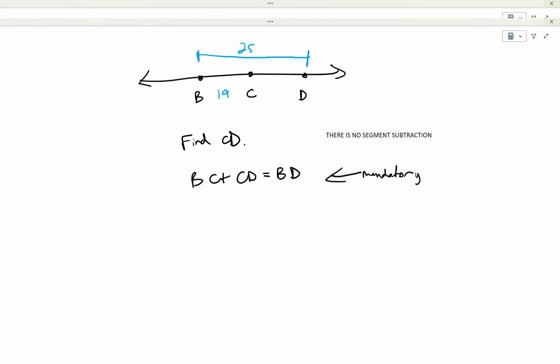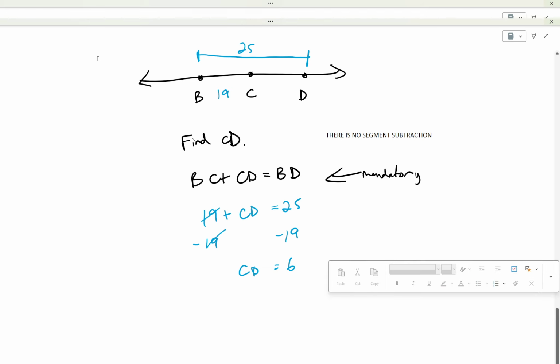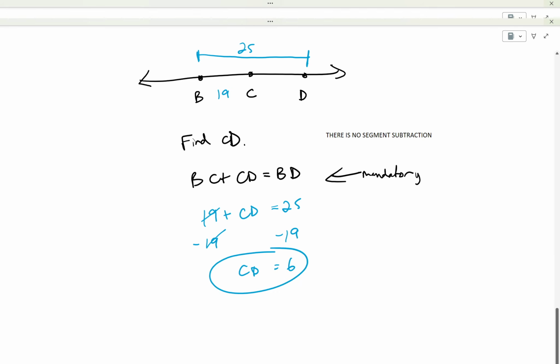BC, we'll substitute. You know what I'm going to do? I'm going to work in blue. There you go. Here we go. BC I was given. It was 19. I substitute. CD I don't have. BD I was given. It's 25. And then I go and subtract to get CD by itself. Right? 19 and 19 cancel out. I have CD by itself. And then 25 minus 19, which is 6 whole units. Okay? Has to be done this way.